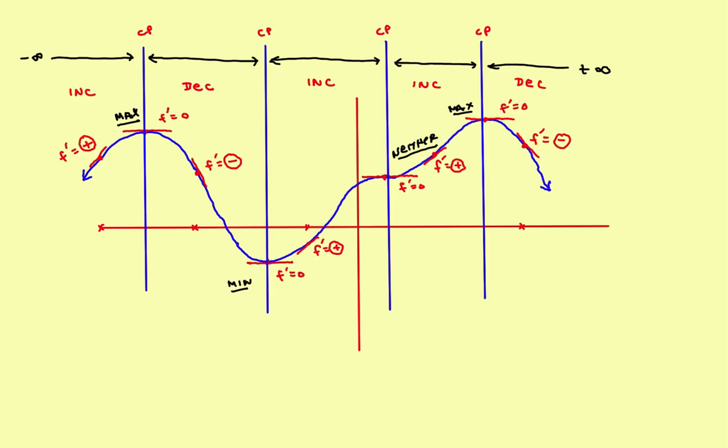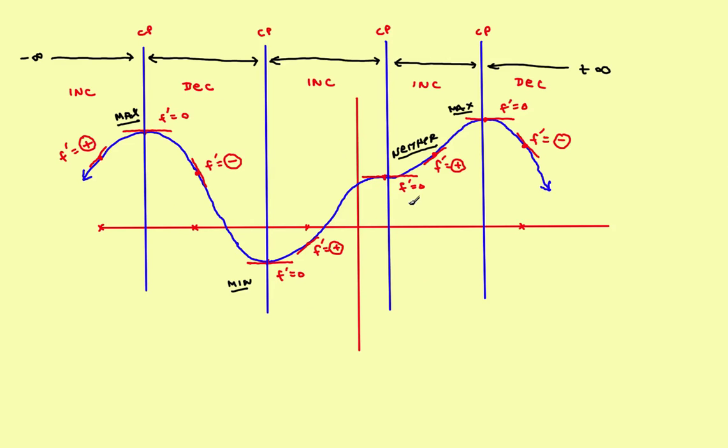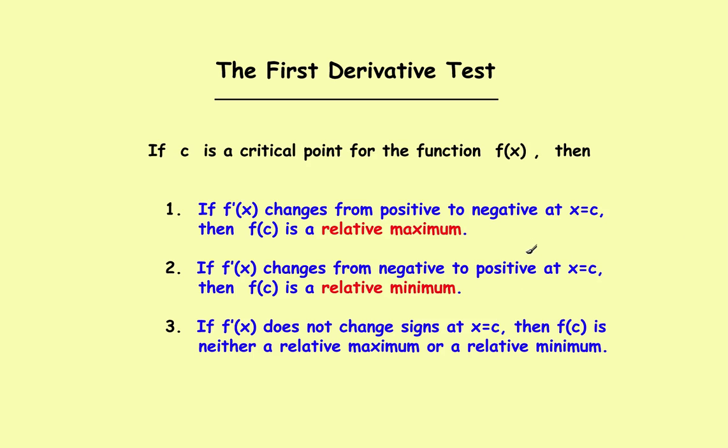Now let's look at that third possibility. The third possibility says this. If the derivative does not change sign at a critical point, then you have neither a relative maximum nor a relative minimum. An example of that would be this thing right here. It goes from increasing to here, hits a critical point, but increases again. So the sign was positive, it stays positive, the sign doesn't change, so you have neither a relative maximum nor a relative minimum. That's the third possibility. So again, that's all the first derivative test says. It's just a quick way of identifying whether you have a relative minimum or a relative maximum.